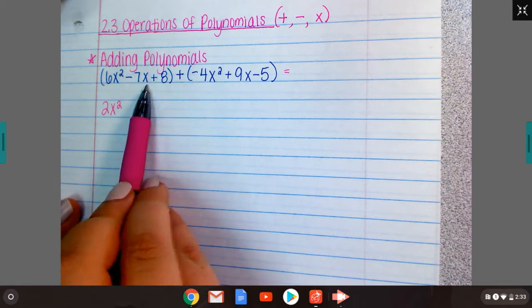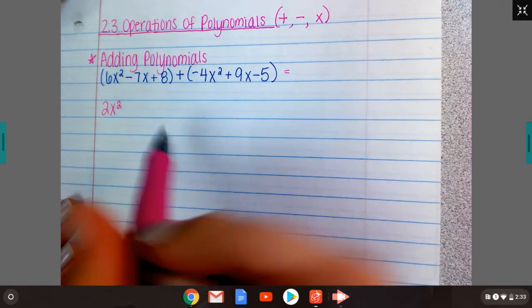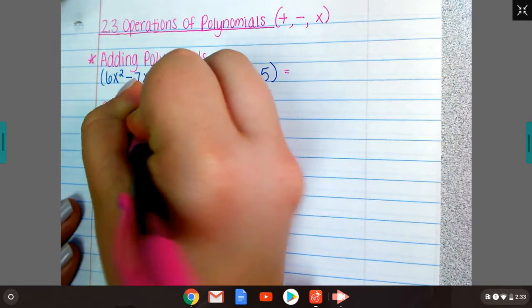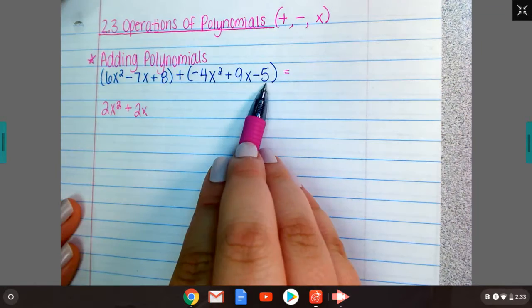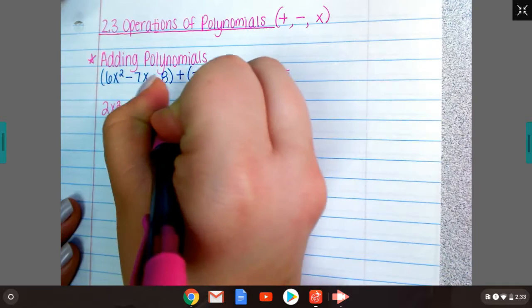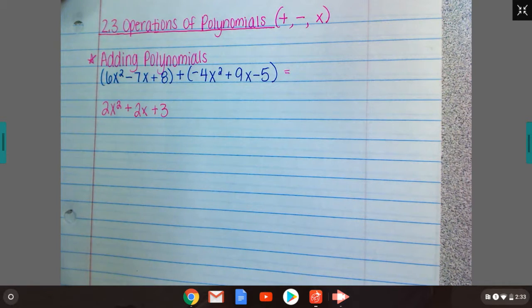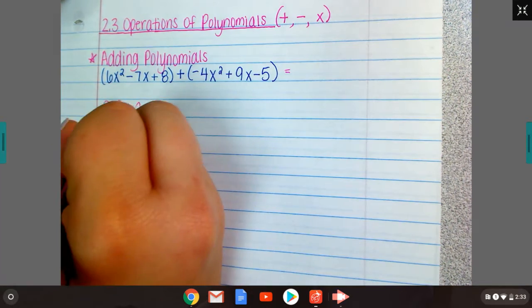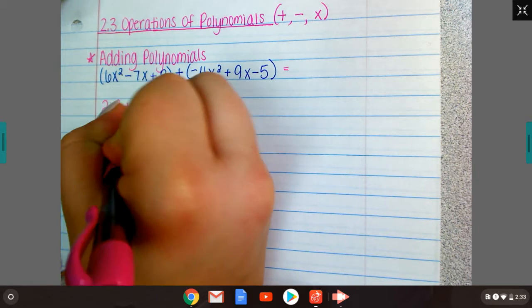I've got a negative 7x and a positive 9x. Those two go together to make a 2x. And I've got an 8 and a negative 5 to make a 3. Pretty simple enough. Just combine like terms and you'll be good. Let's do another one with subtracting.